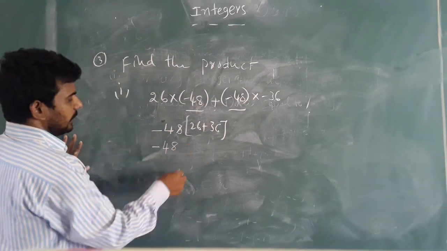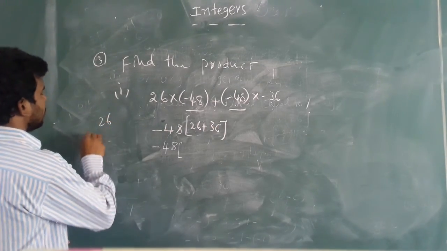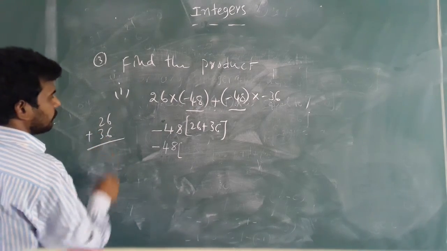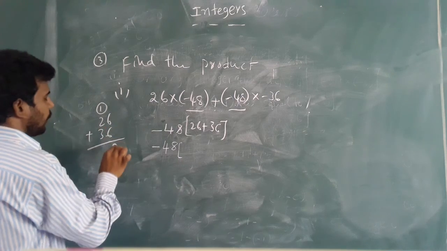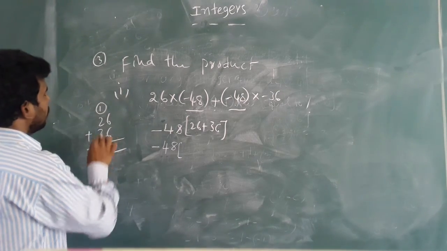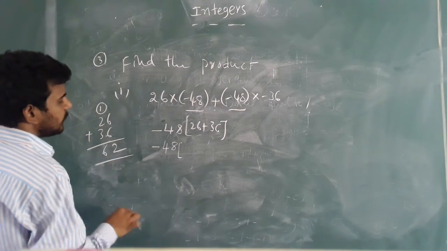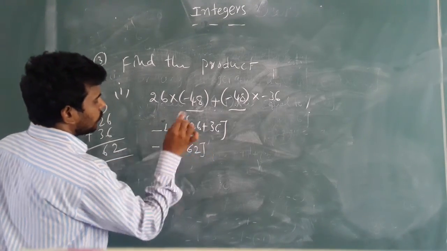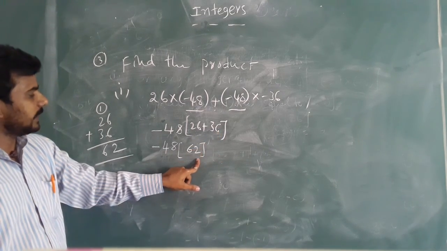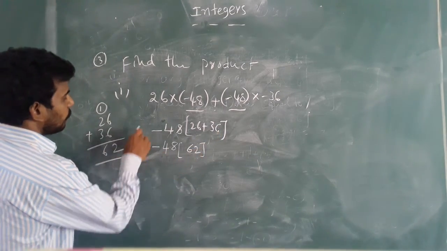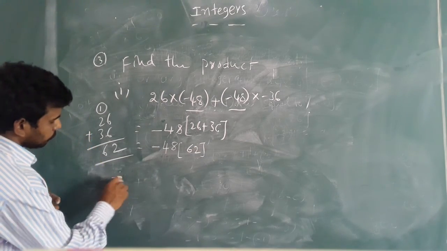Now 26 plus 36, how much? 6 plus 6, 12. 1 carry. 6 plus 6 how much, children? 12. 1 carry. So 1 plus 2, 3. 3 plus 3, 6. So what is this answer? 62. So 26 plus 36 value is how much, children? 62. Now do multiplication. Minus 48 into 62.